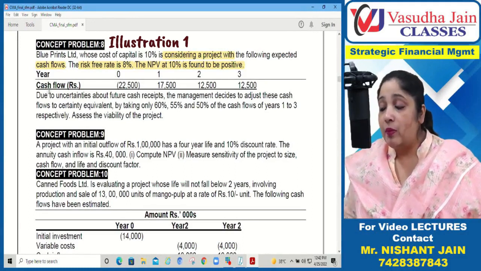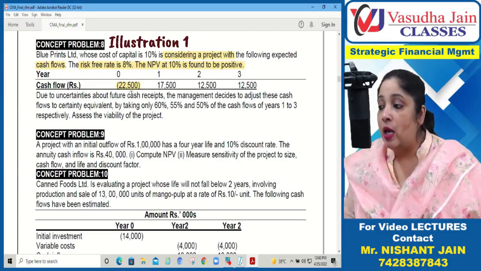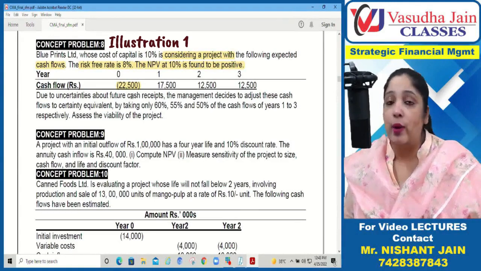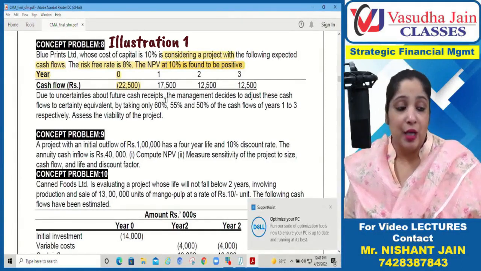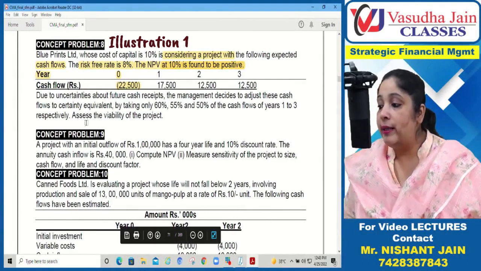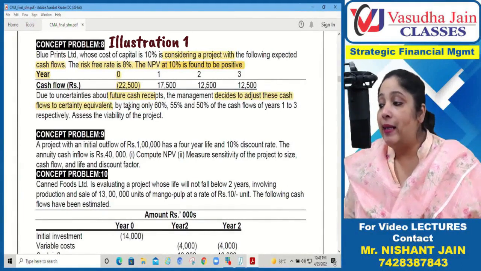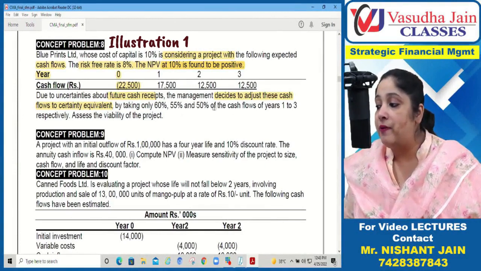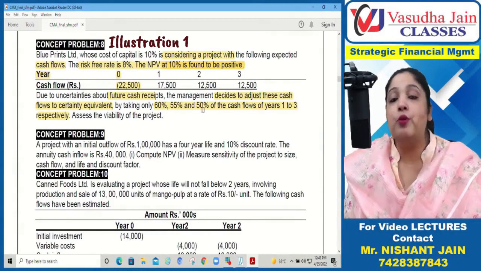Year 0, cash flows are 22,500. Year 0 means if currently you undertake this project, your outflow, your investment will be 22,500. First year, second year, third year, these are your inflows. Due to uncertainties about future cash receipts, the management decides to adjust these cash flows to certainty equivalents by taking 60%, 55%, 50% of cash flows of year 1 to 3 respectively. See, they are saying due to uncertainties of future cash flows.